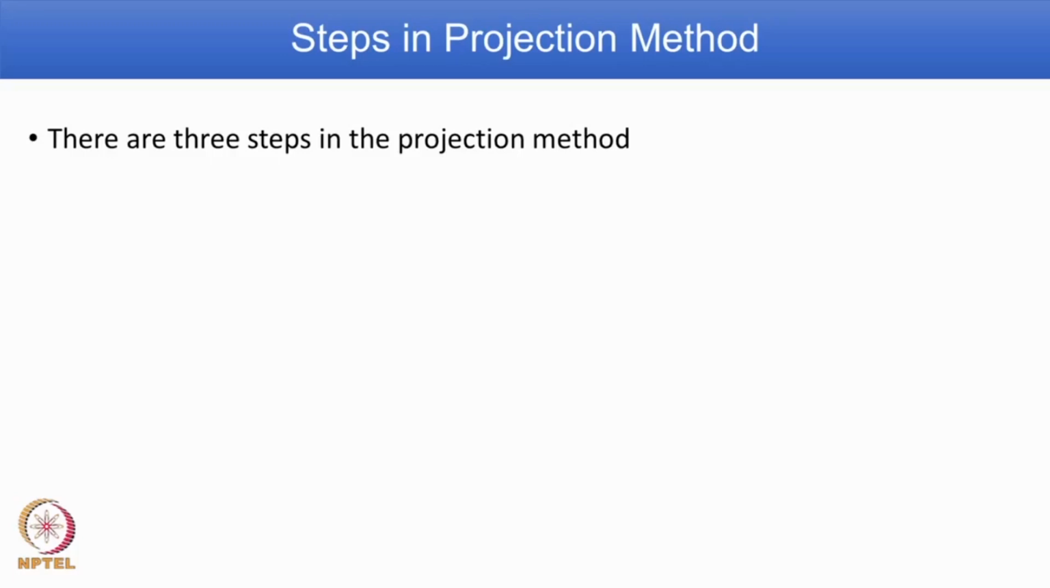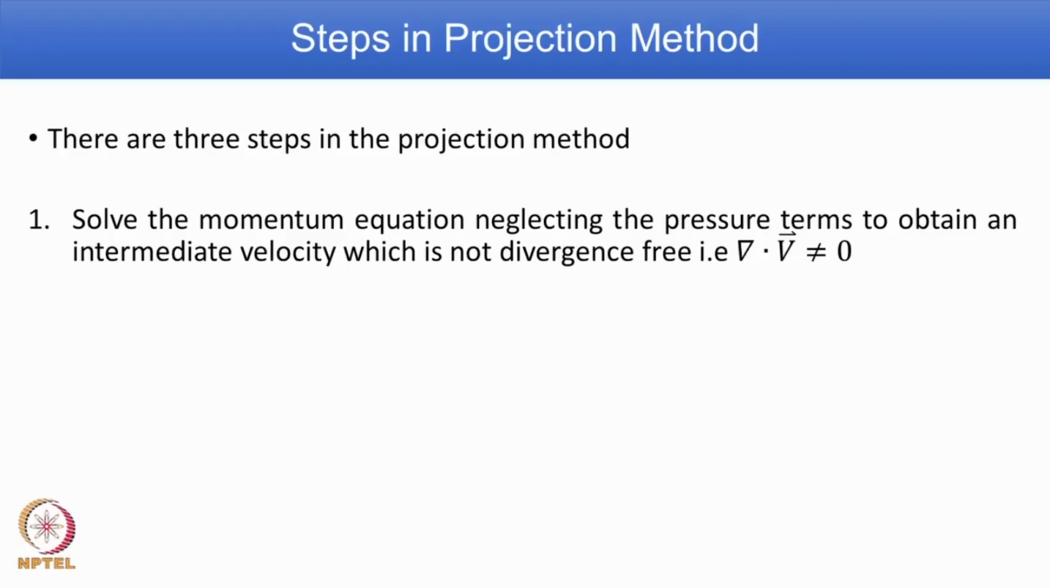There are basically 3 steps. In the first step, we solve the momentum equation without considering the pressure term. So, in this problem, we are considering a 2D situation. So, you have the u momentum equation and the v momentum equation. In the u momentum equation, we have minus dou p by dou x. In the v momentum equation, we have minus dou p by dou y. So, in the projection method, we do not consider these pressure gradient terms and solve without considering them. Hence, the obtained solution does not satisfy the divergence condition, that is del dot v equal to 0.